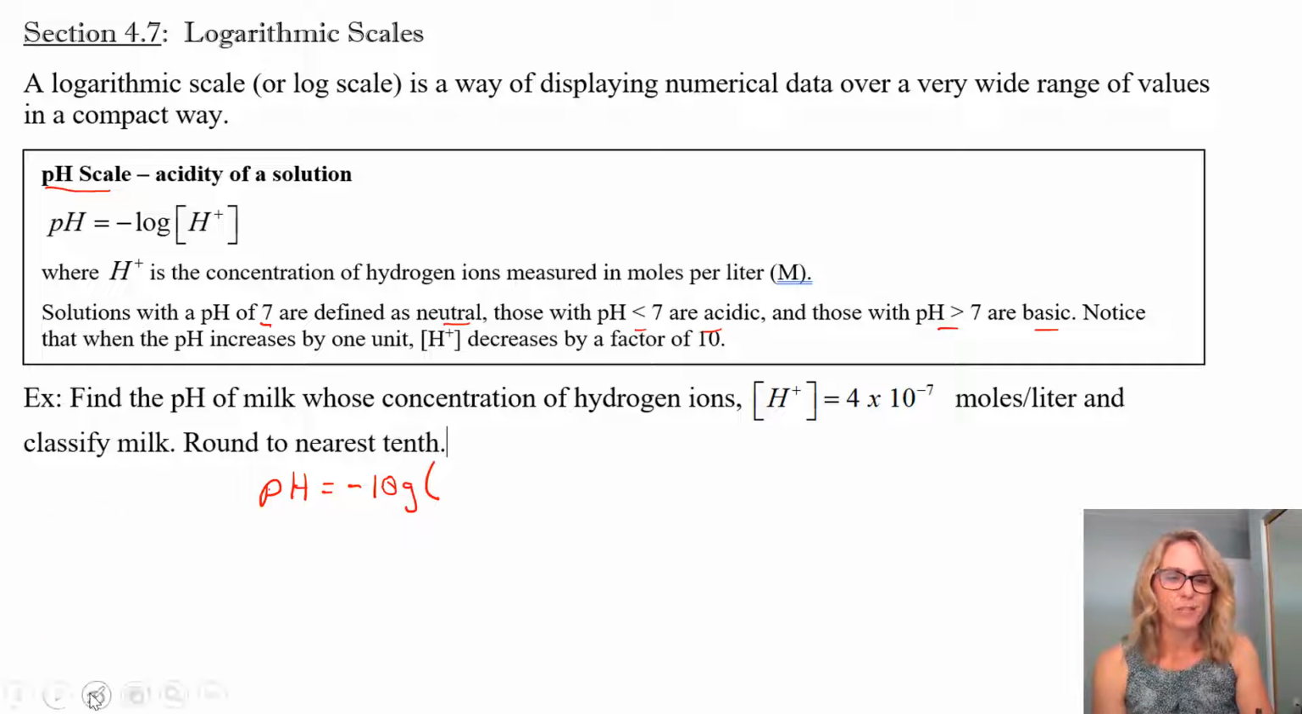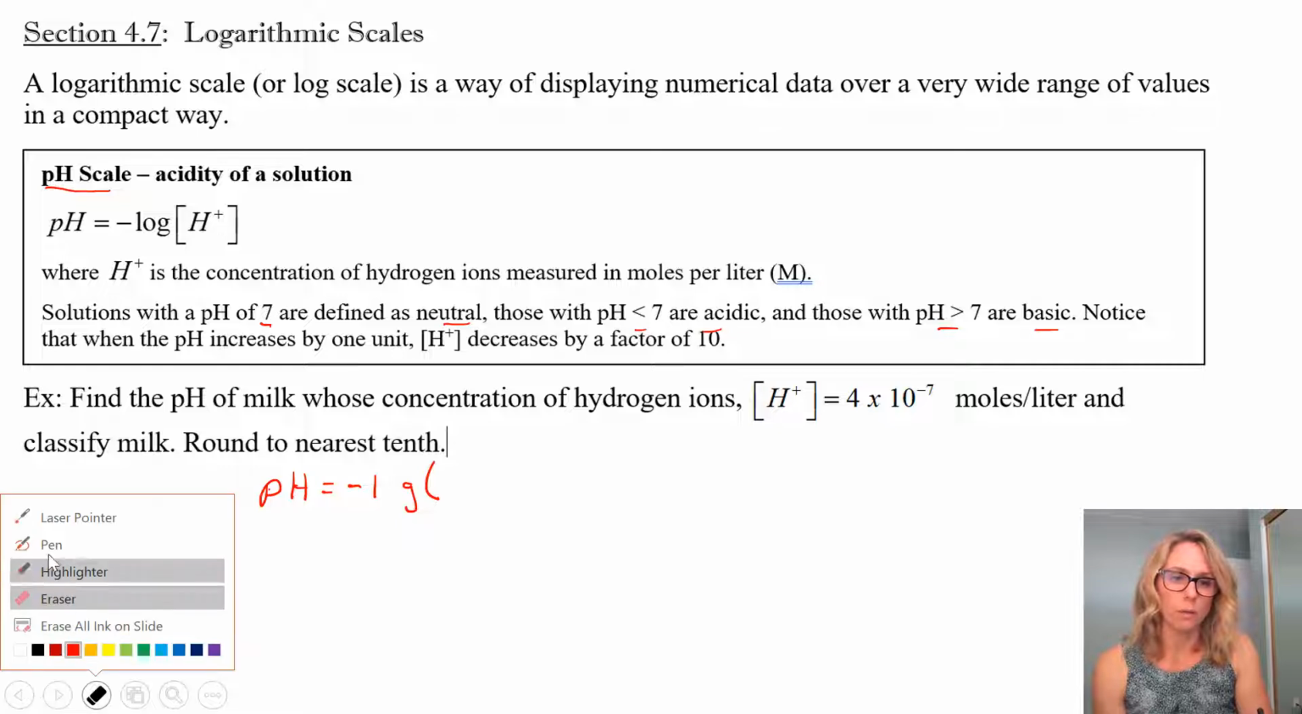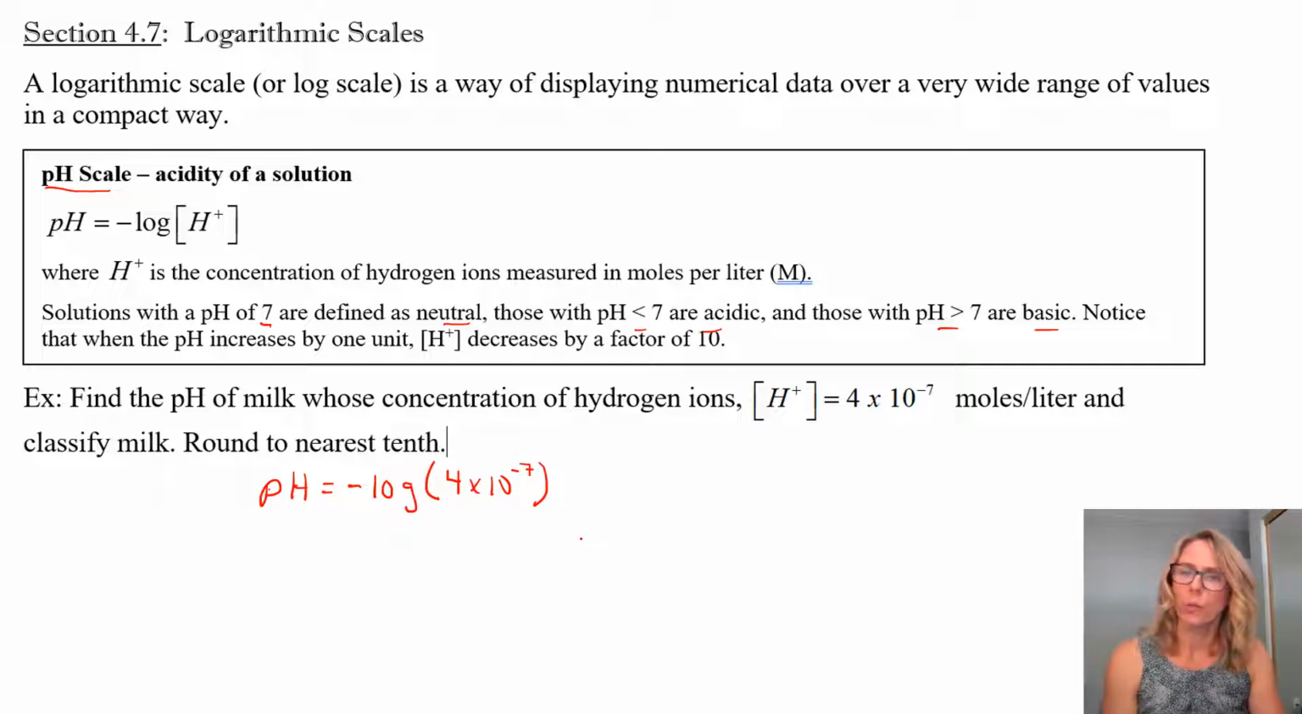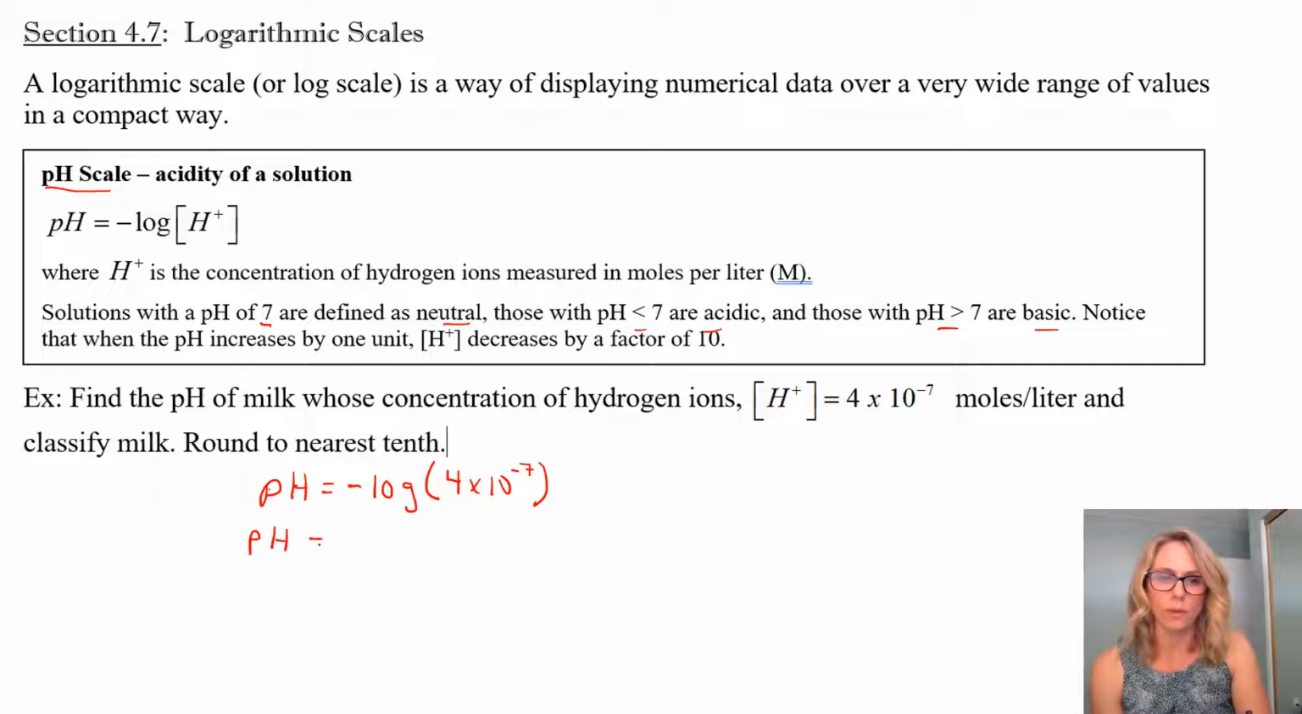It gives us the concentration of the hydrogen ions. And all we have to do is put those into this basic log equation here. So I'll write that better. I'll put them here. So we have 4 times 10 to the negative 7. That's a very teeny tiny number, which again is why the log is helpful to us. And so we want to put this into the calculator.